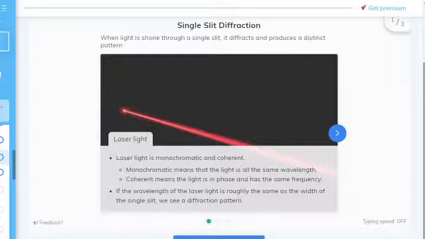Laser light. Laser light is monochromatic and coherent. Monochromatic means that all of the light has the same wavelength, while coherent means they all have the same frequency and they have the same phase.